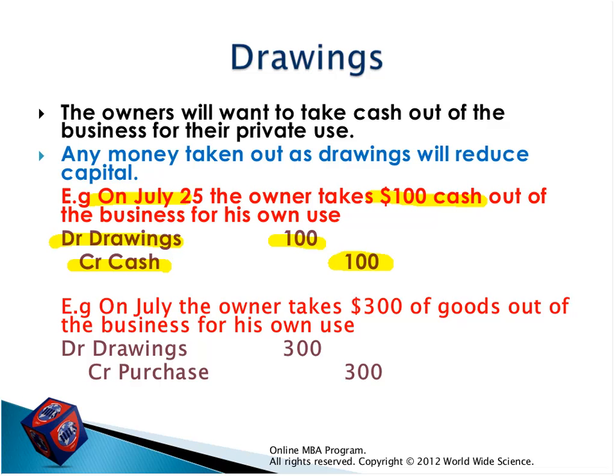What are drawings? It's also like expenses, and it has increased, right? Because the owner takes the money. And we show it on the debit side. The drawings have increased by 100 USD.